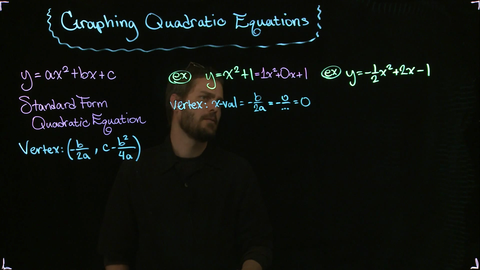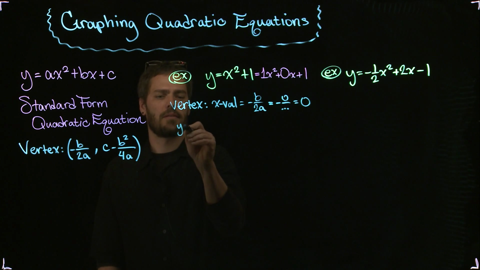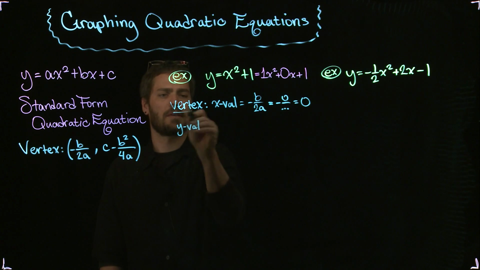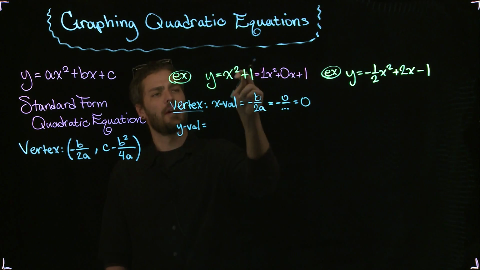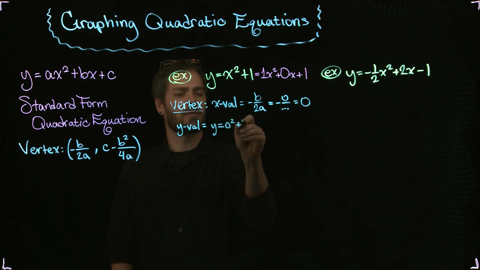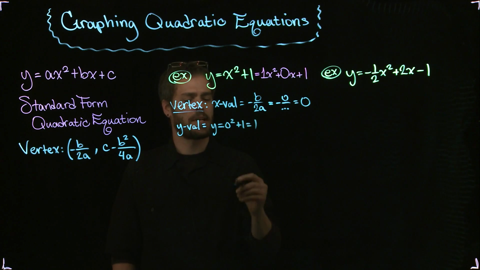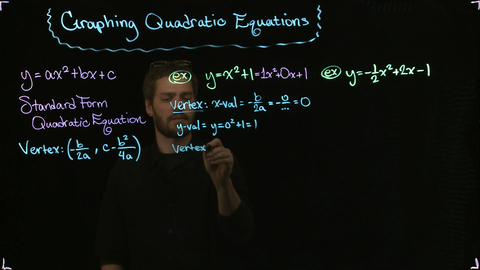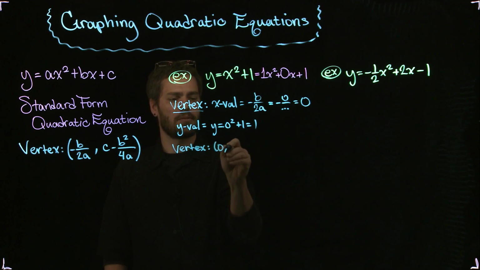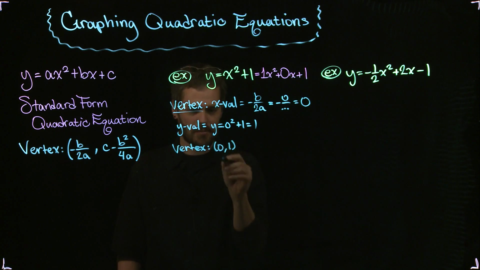How about the y value then? Okay, so again, the typical sort of approved and shown way to find the y value is to plug that x value back into your equation. So y is equal to 0 squared plus 1, which is 1. The vertex, therefore, is located right here at 0, 1.